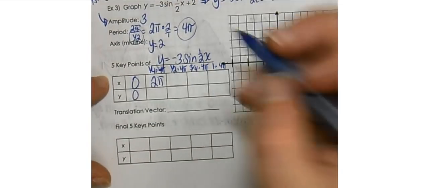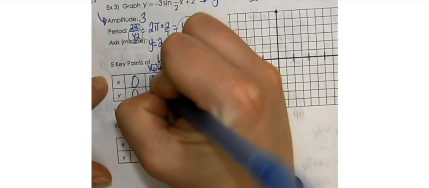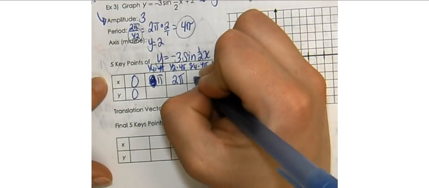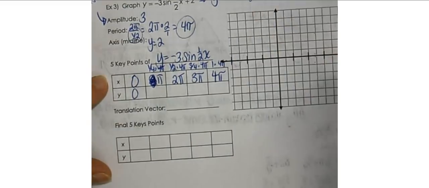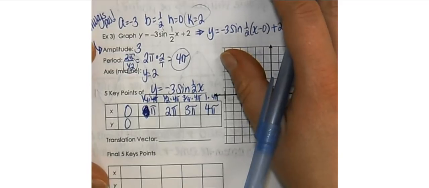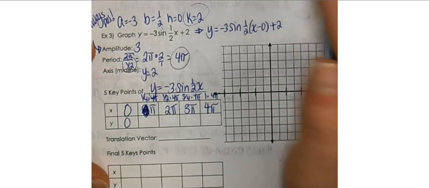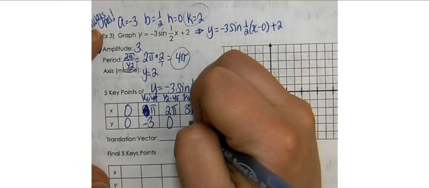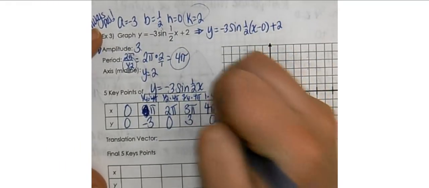I'm sorry, 1/4 of 4 pi is pi. Half of 4 pi is 2 pi. 3/4 of 4 pi, that is 3 pi. And 1 times 4 pi is 4 pi. And now, because this is a reflected graph, we're going to go 0 down, 0 up, 0. So we're going to go 0 down to -3, 0 up to +3, and then back to 0 again.